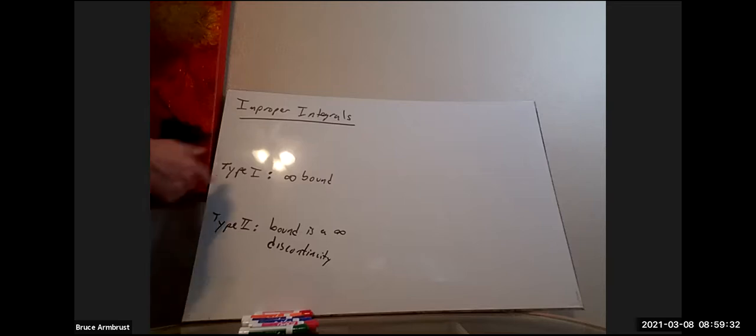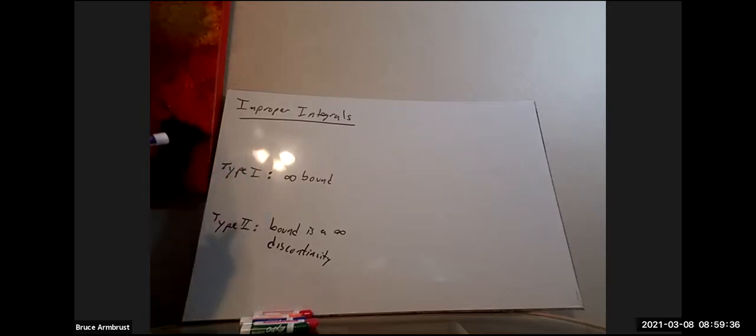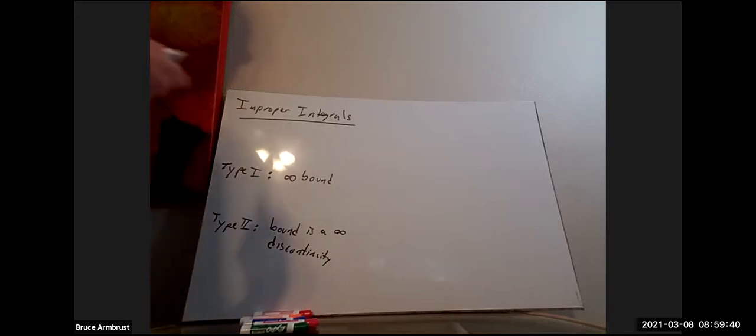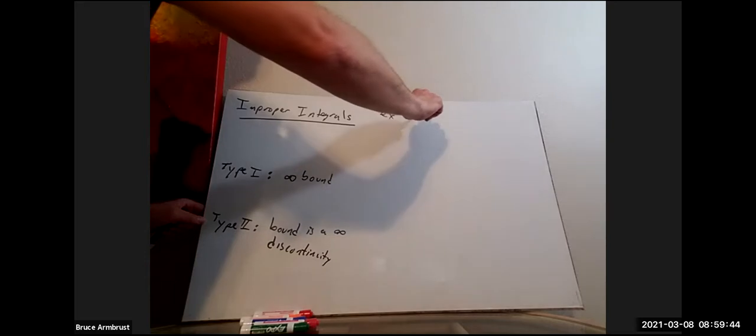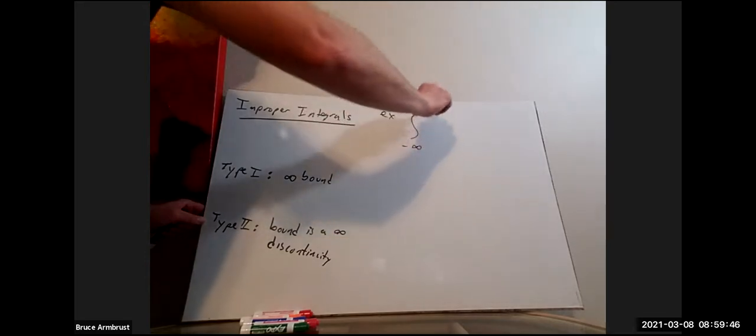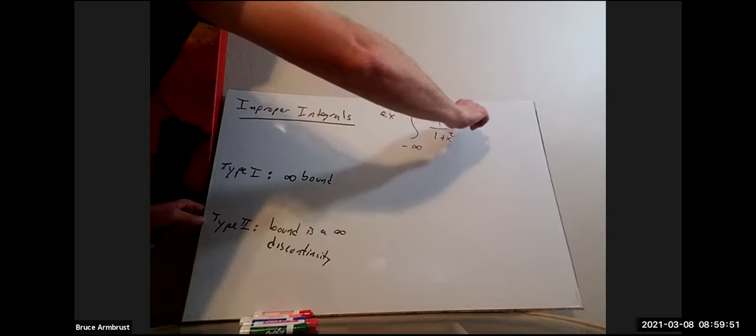But let me start with kind of reminding you what it looks like when we have an infinite bound. All right, and I'm going to throw just a little bit of a wrinkle into it. I'm going to give us both of them being infinite bounds. Let's say we're going to integrate from minus infinity to infinity, 1 over 1 plus x squared.